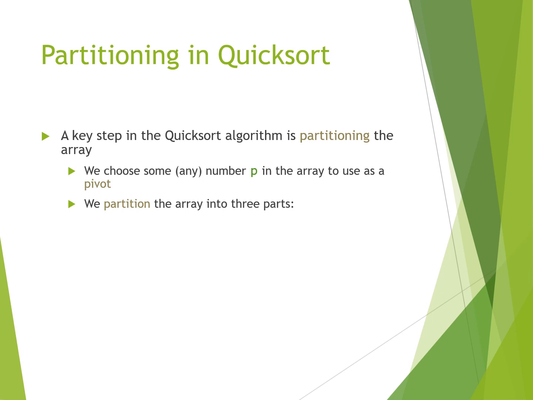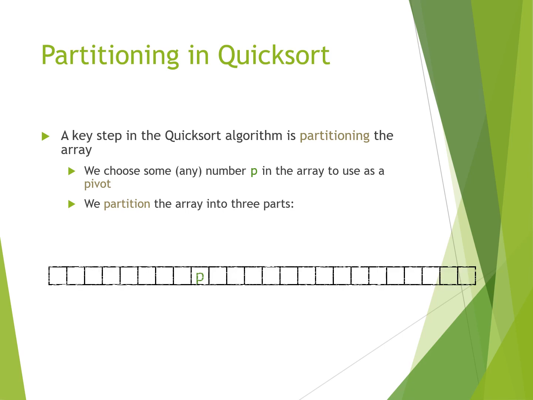A key step in the quicksort algorithm is partitioning the array. We choose some number p in the array to use as a pivot. We partition the array into three parts.